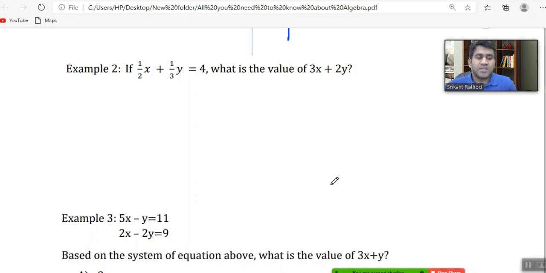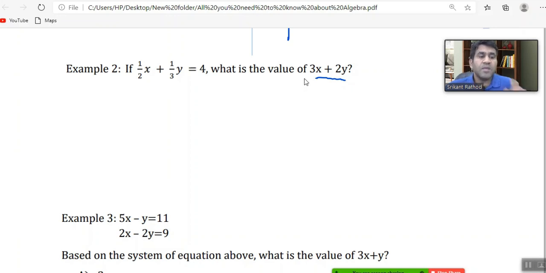Here I have considered some other example. Sometimes in competitive exams they just simply expect you to simplify the given expression, and after simplifying, whatever result you get itself is your answer. Let's consider this example: if half of x plus 1/3 of y is equal to 4, what is the value of 3x plus 2y? Here only one equation is given, and they are expecting us to find the value of 3x plus 2y.